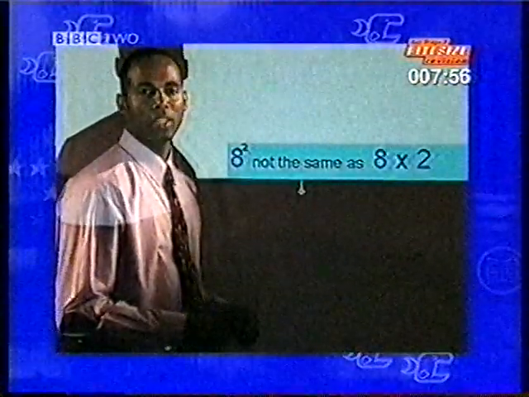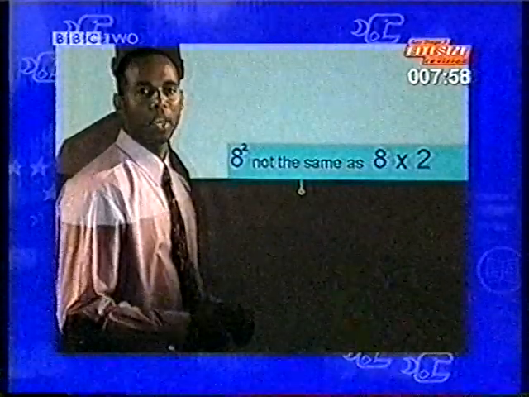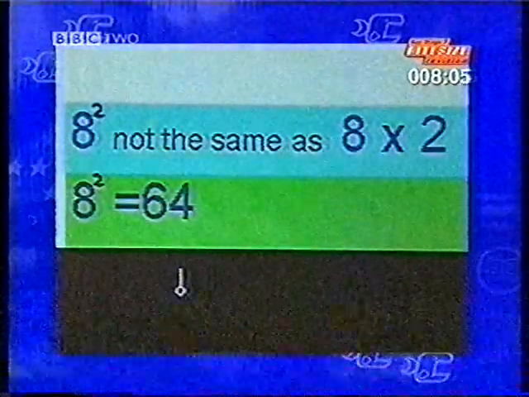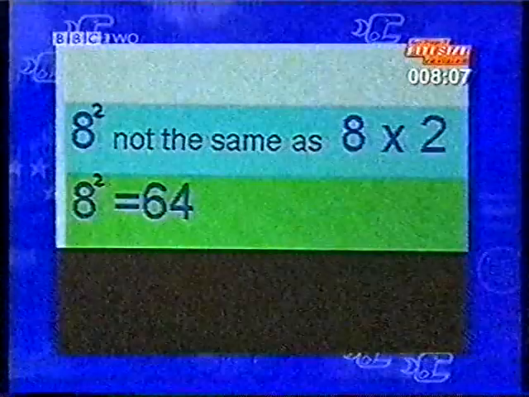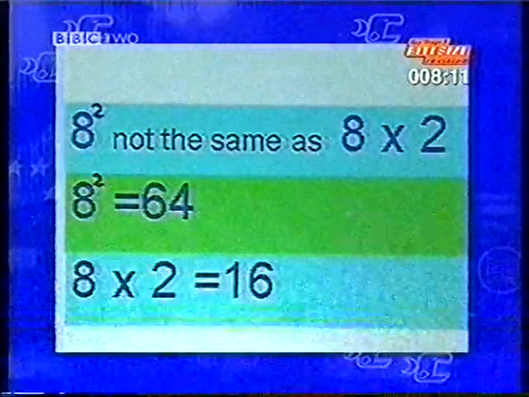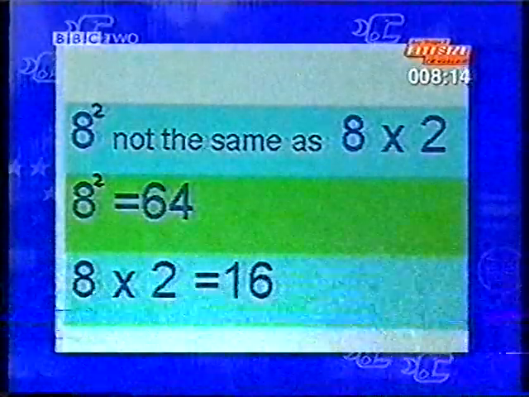A common mistake is to think that 8 to the power of 2 is the same as 8 times 2. It's not. 8 to the power of 2 is 8 squared, or 8 times 8, which equals 64. 8 times 2 equals 16.